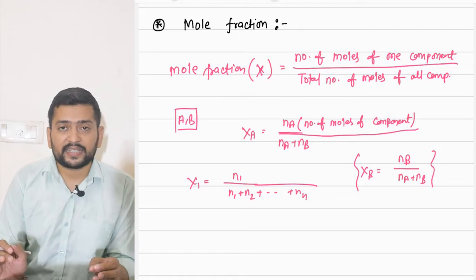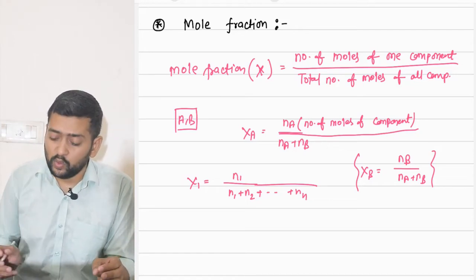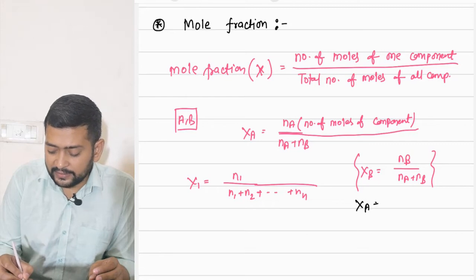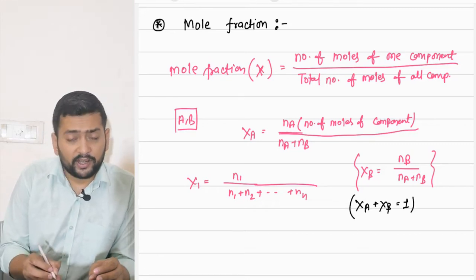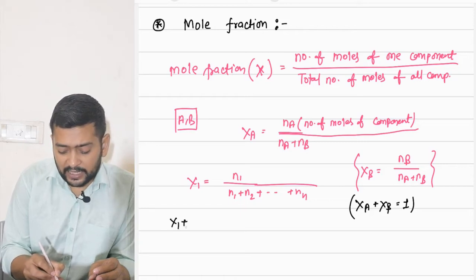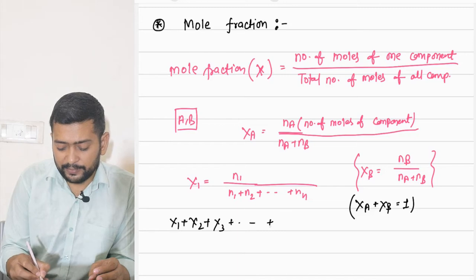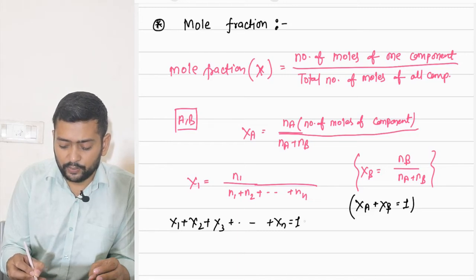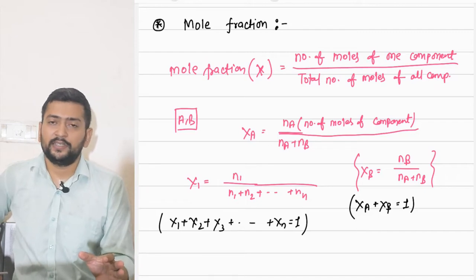Also, you need to understand that the sum of the mole fractions of all the components will be equal to 1. So here I can write zeta A plus zeta B is equal to 1. And for N components, I can write zeta 1 plus zeta 2 plus zeta 3 and so on up to zeta N is equal to 1. I hope mole fraction is very clear to you.